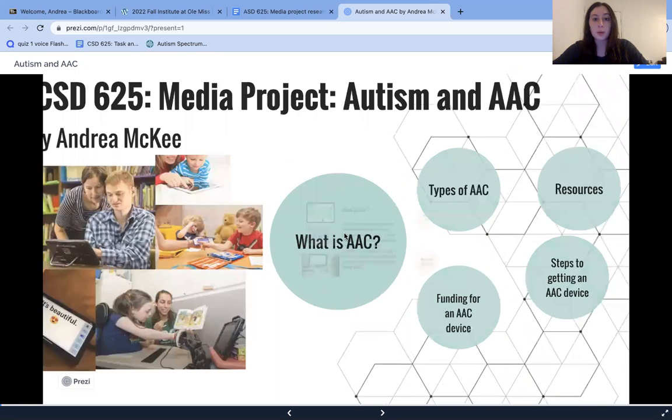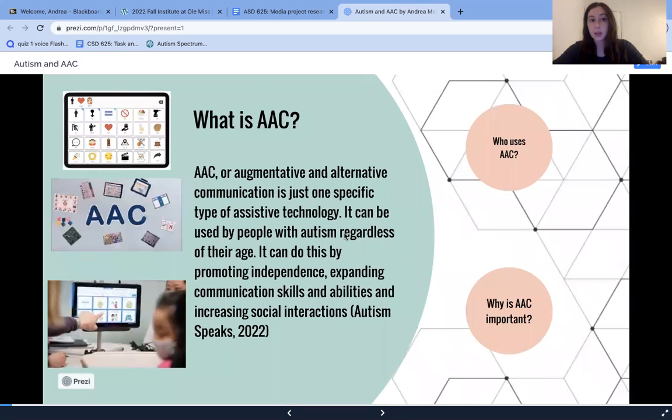So first we're going to jump into what is AAC, and it stands for Augmentative and Alternative Communication, and this is just one specific type of assistive technology. There are also many other types out there. It can be used by people with autism regardless of their age. It can do this by promoting independence, expanding communication skills and abilities, and increasing social interactions.